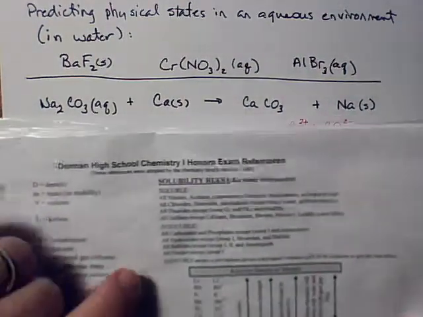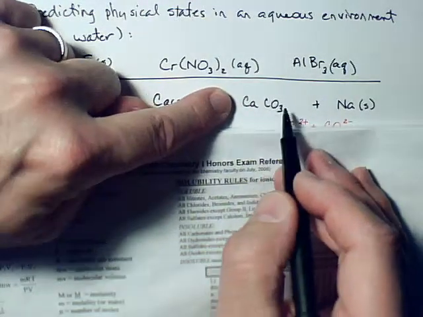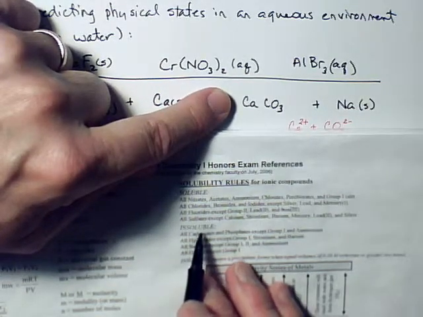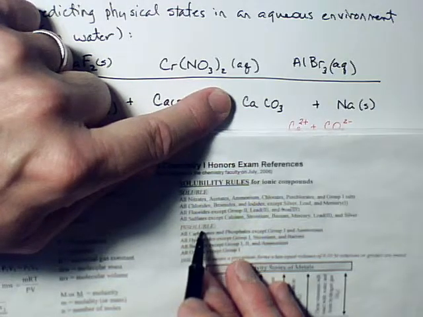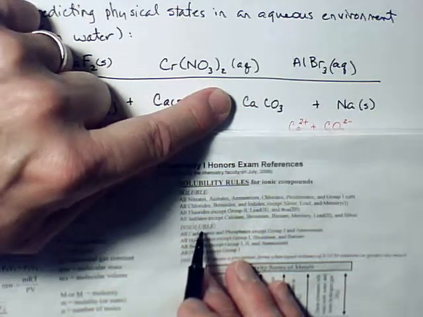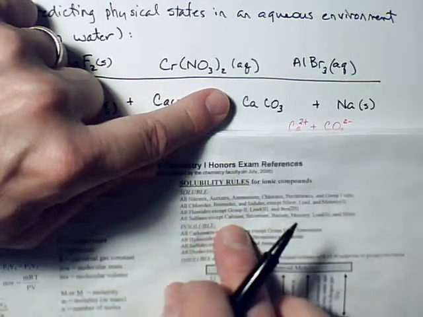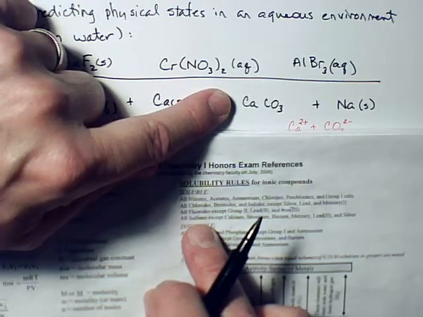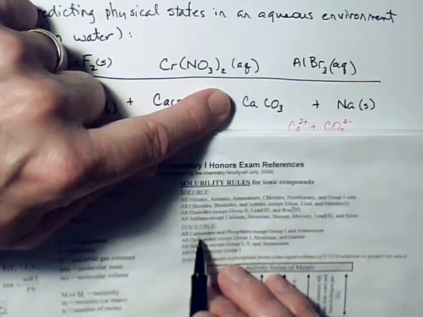So we're going to look through the solubility rules and see if we can find either the calcium or the carbonate listed here. It says carbonates down here are insoluble. They're not going to dissolve in water. Calcium's not listed anywhere, except when calcium is bonded with a sulfate, and this is not a sulfate, it's a carbonate. So carbonates are insoluble.